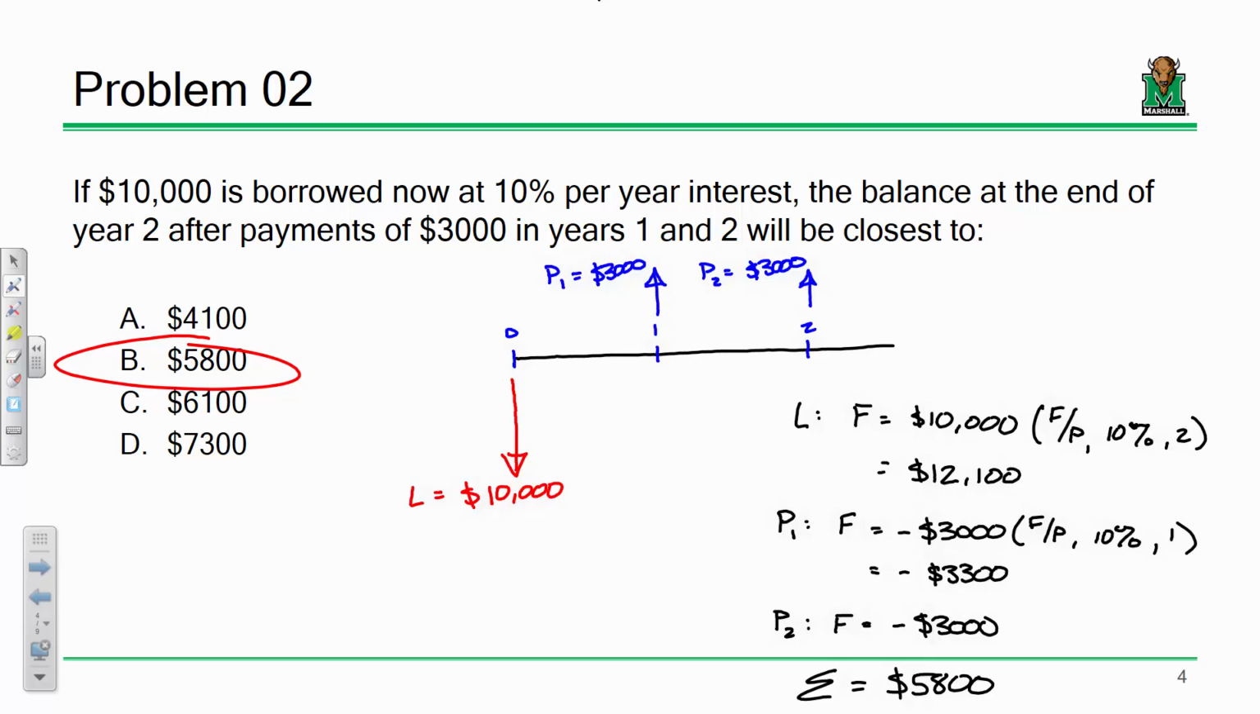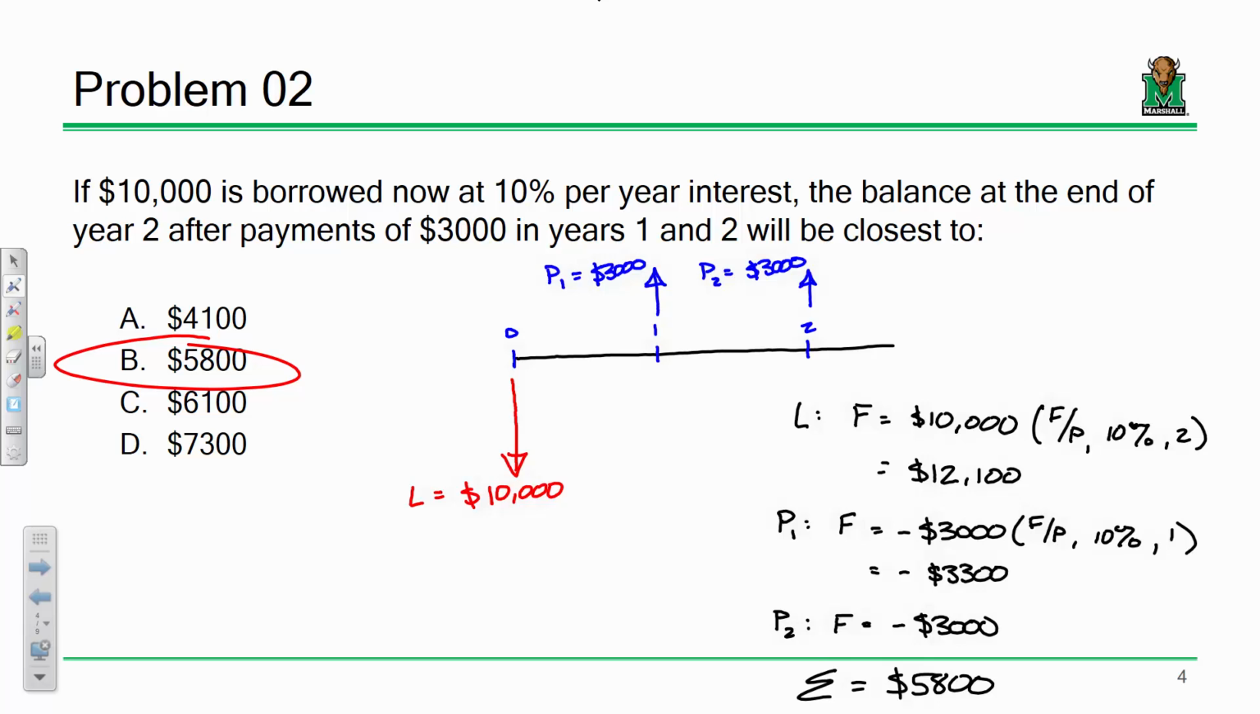Why is it just 3,000 for payment 2? Because it's in year 2. What is the value of $3,000 in year 2 if I pay it in year 2? It's just $3,000. What's the value of $3,000 if I pay it in year 1? What's the value in year 2? That's $3,300. Does that make sense? This isn't too bad, is it? Oh my goodness, no, it's not.